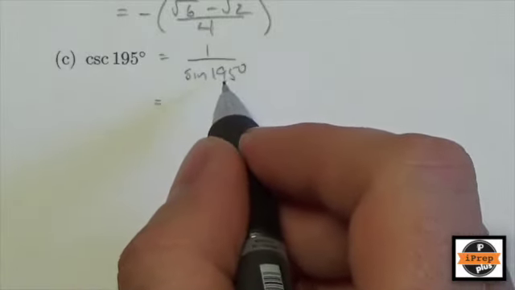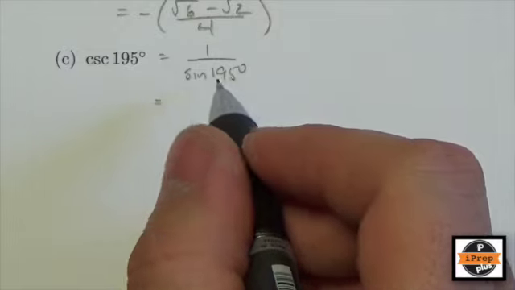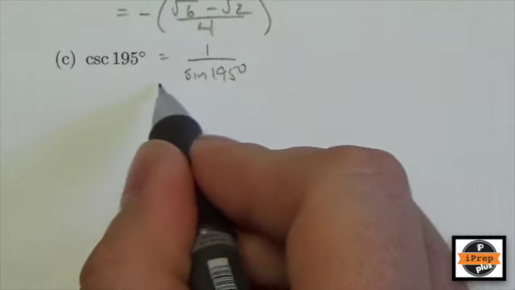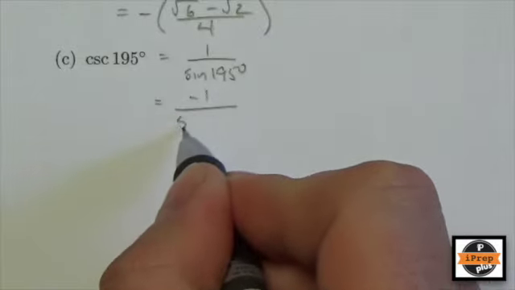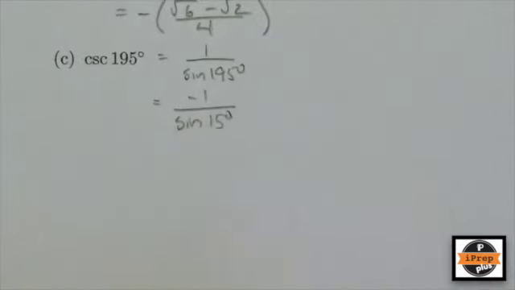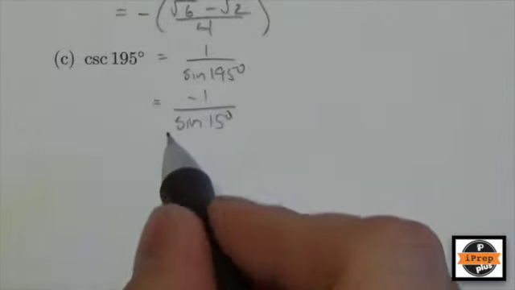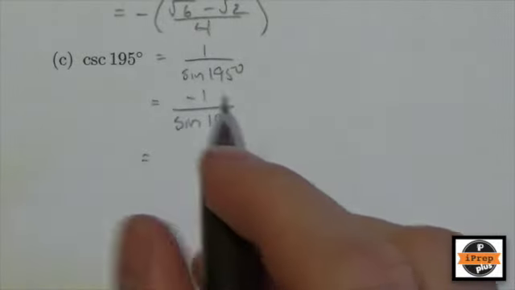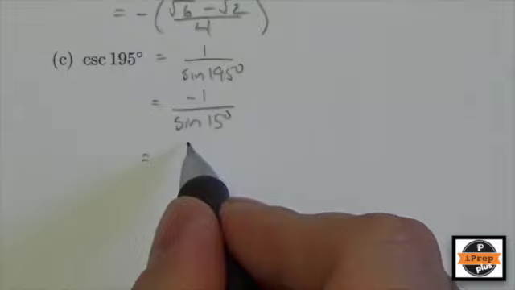Now, 195 is going to be in quadrant 3. I mean, just barely, but in quadrant 3, so it's going to be negative. So I'll pull a negative out, maybe move it up to the top here. And the reference angle is going to be 15 degrees. Okay? And now, we've already really attacked this in an earlier question here.